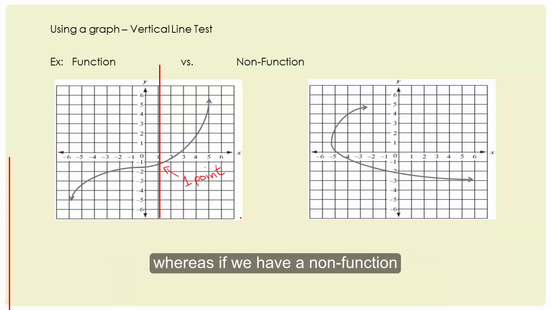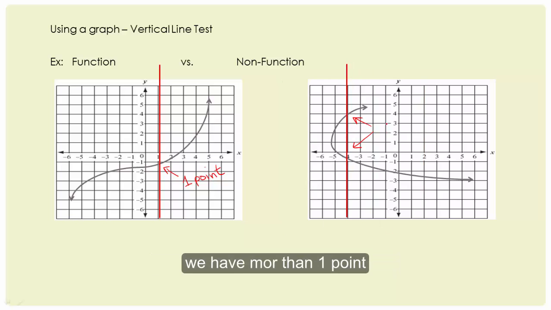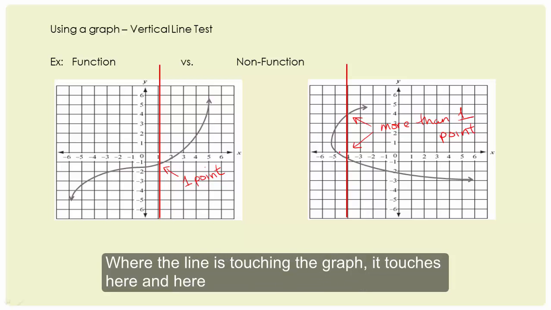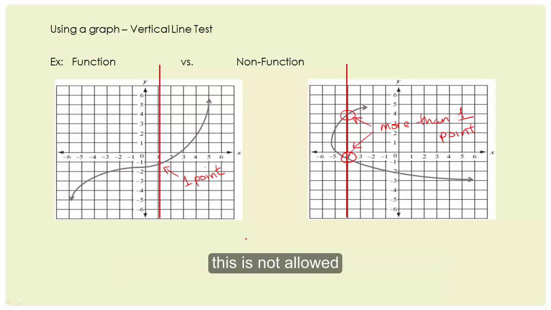Whereas if we have a non-function and we move a vertical line across, we have more than one point where the line is touching the graph. It touches here and here. This is not allowed.